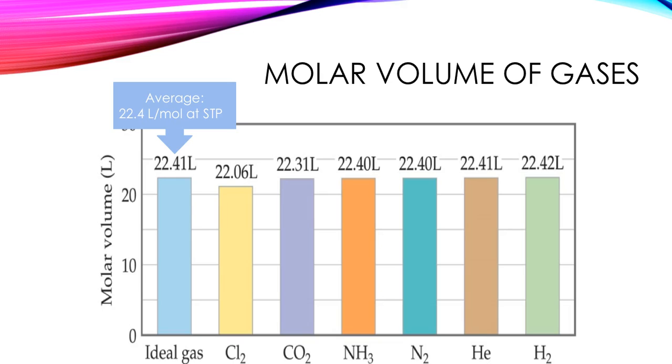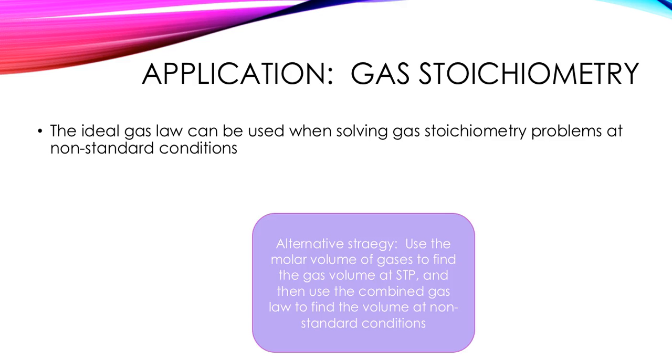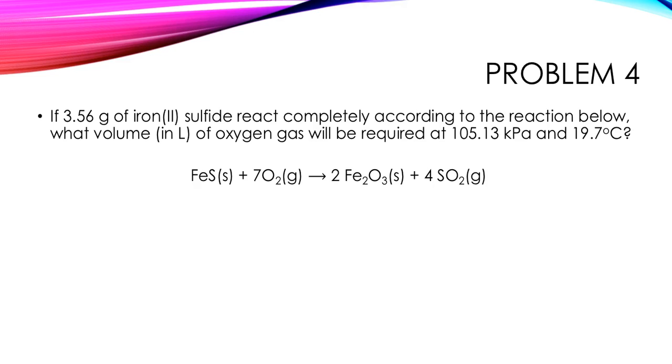This is a really handy expression. You can use it in gas stoichiometry problems. You do have to be working with a gas in order for this to hold up. I sometimes get students who try to use this for solutions. It doesn't work there, folks. But it's very helpful for solving gas stoichiometry problems. You can use the ideal gas law if you're working at non-standard conditions, and there are a couple of different ways we can approach this. In this webcast, we're focusing on using the ideal gas law, but there are other strategies. You can find the molar volume of the gas to find the gas volume at STP and then use the combined gas law. I'm not doing that here because I want to focus on the ideal gas law, but that can be an alternative strategy. So let's go ahead and do a problem.